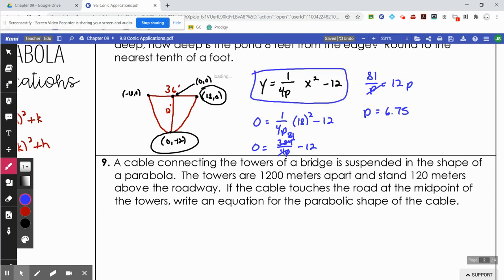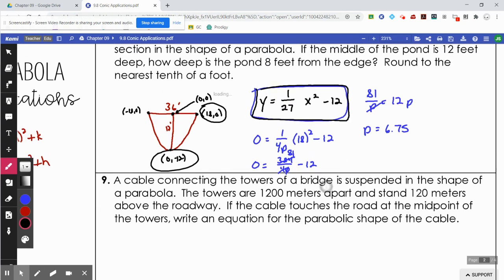So up here now in our equation, the only thing that we were lacking was that p-value, and it is a positive p. So let's go ahead and plug that in, and 4 times p is going to give you a value of 27. So now there's my equation of my parabola.